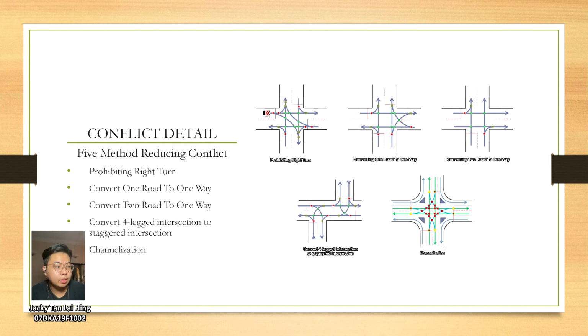Now we'll be moving into methods of reducing conflict. So I've got 5 methods. The 5 methods are prohibiting right turn, convert one road to one way, and also convert 2 roads to one way. The fourth one is convert the 4-leg intersection to a staggered intersection. And the last one is channelization.